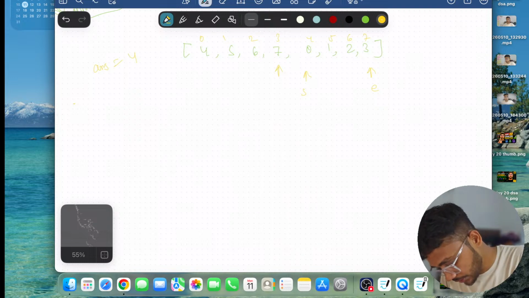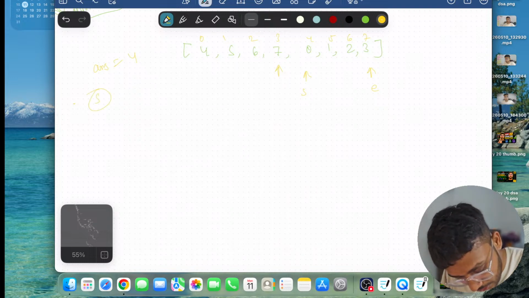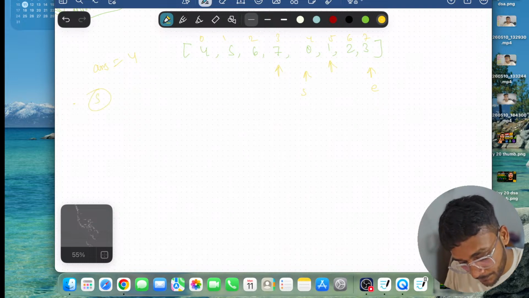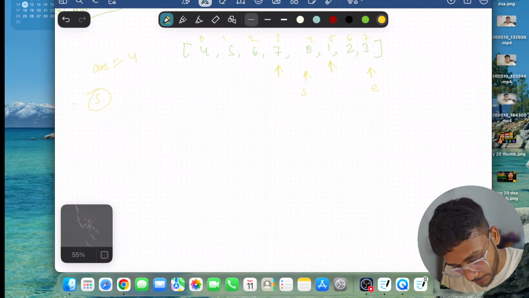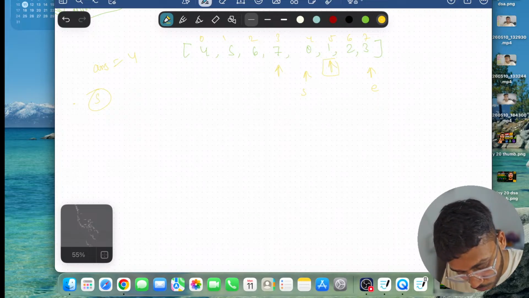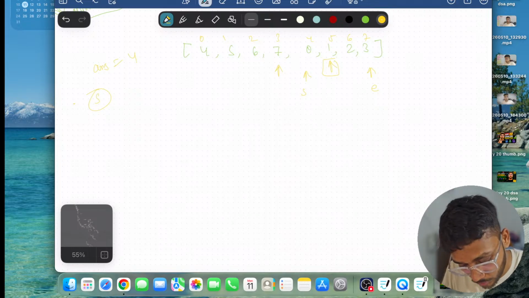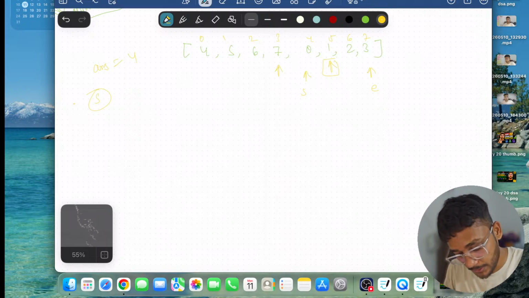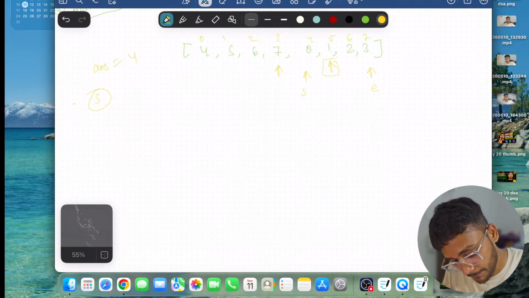Okay, so we have 5 right now. So we'll see the number at 5. What is the value? 1. So now we need to decide whether we need to move left or we need to move right. So we'll say start, it's greater than start. Okay, that means this part is sorted.